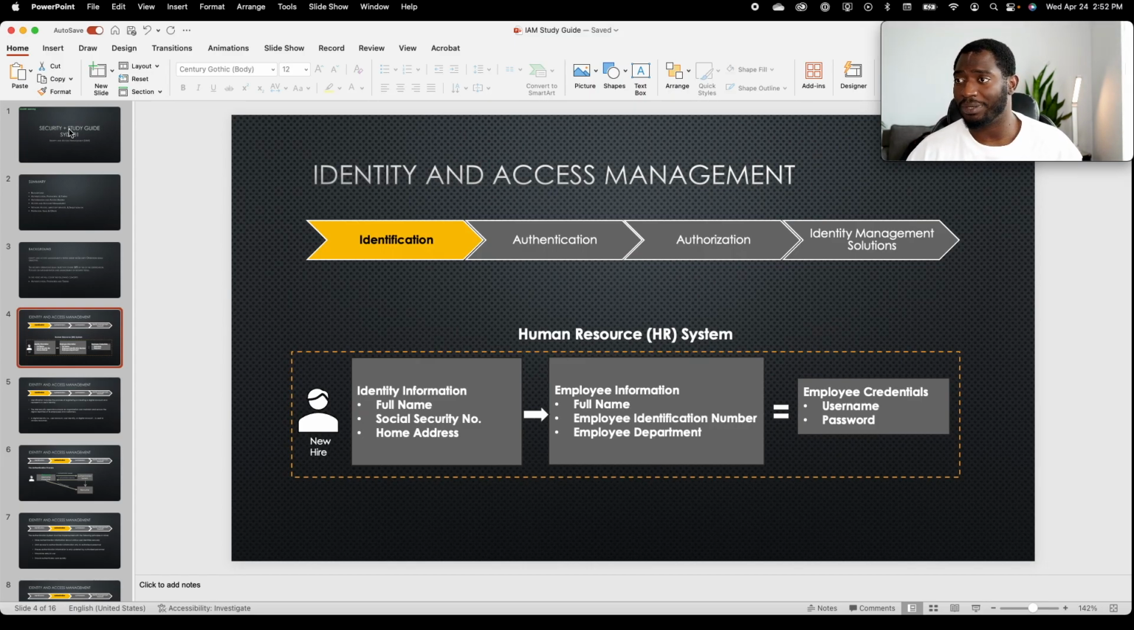This would also apply if you were registering yourself on any other type of application or website. We can think about maybe your Facebook account or your bank account or any type of account that requires you to provide some level of identification so that it can be documented and translated into an identity that you use to access resources within that platform or application.